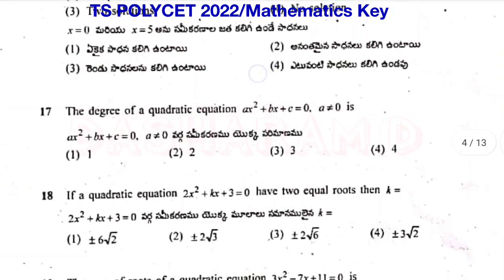Next to question number 17, the degree of a quadratic equation ax square plus bx plus c equals 0 where a not equals 0. Here degree is nothing but the highest power of a variable, here the highest power is 2, so option 2 is correct.